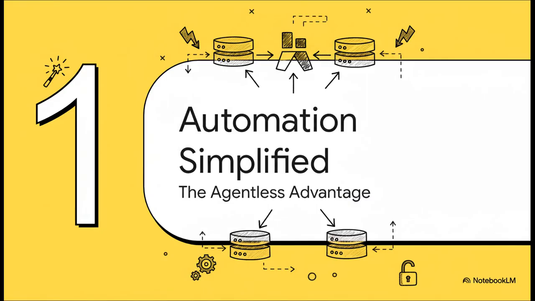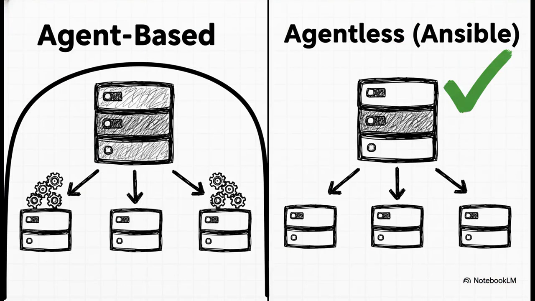First up, let's tackle the one thing that makes Ansible so approachable and, frankly, so popular. It all comes down to its agentless design. And the magic word here, the real game changer, is agentless. See, a lot of other automation tools make you install a special piece of software, an agent, on every single server you want to manage. Ansible? It doesn't need that.